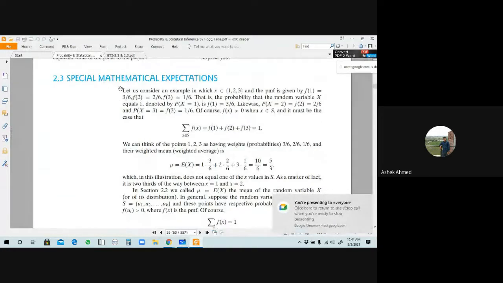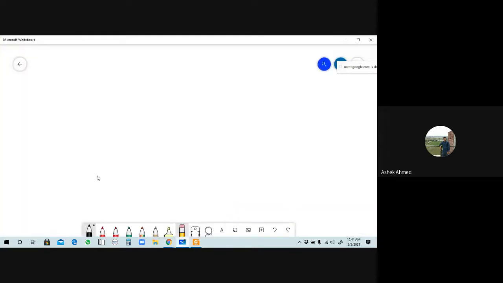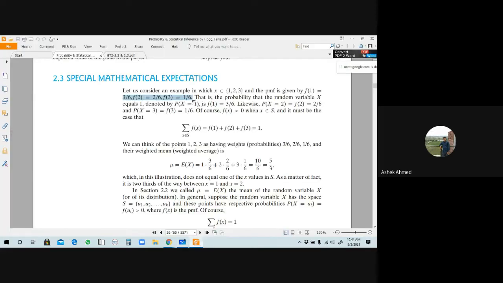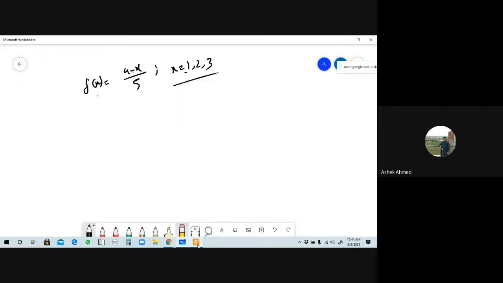Today's topic is special mathematical expectations. Let us consider an example in which x belongs to 1 to 3 and the PMF is given by these values. These values came from the PMF f of x equals (4 minus x) by 5, where x is 1, 2, 3. If you let x equals 1, then this will be 3 by 5. When x equals 2, this will be 2 by 5. When x equals 3, then this will be 1 by 5.